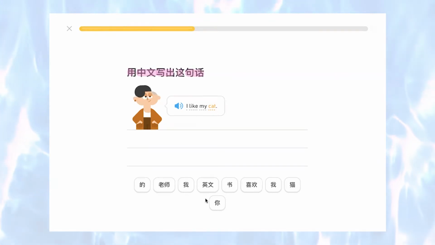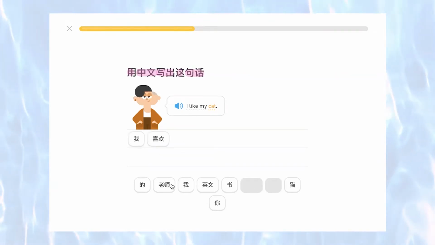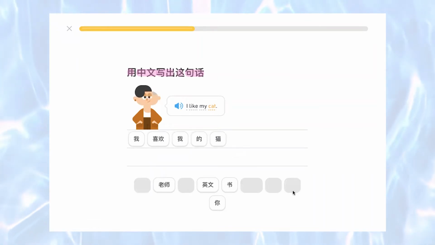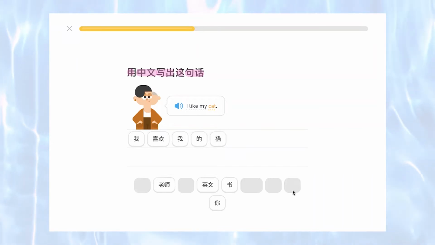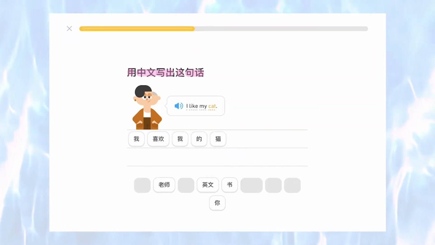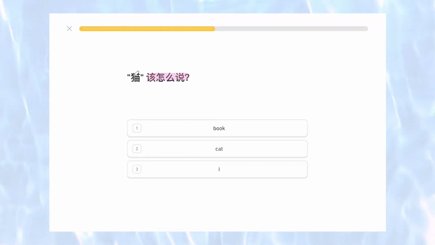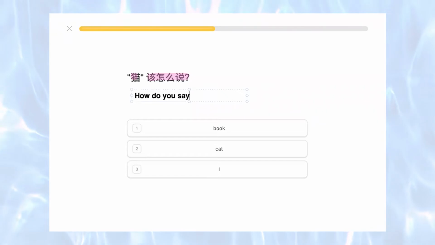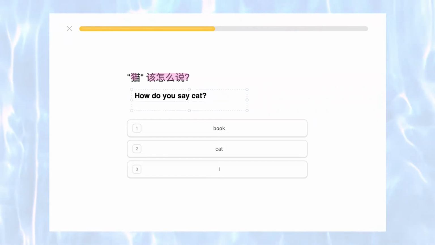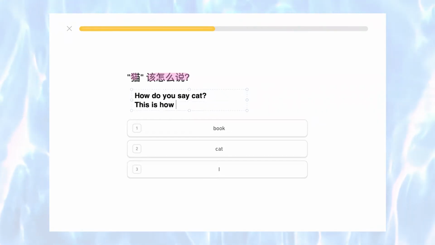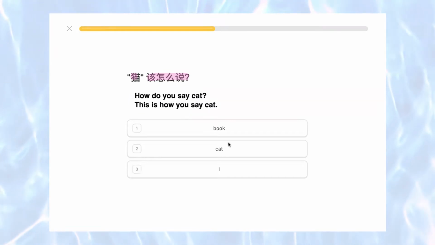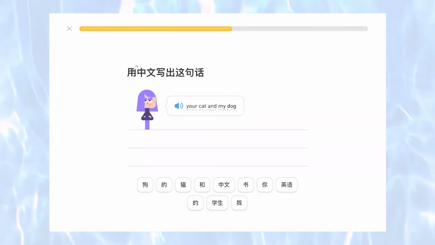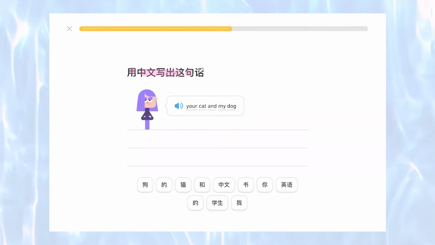I like my cat. 猫, cat. My cat. How do you say cat? This is how you say cat. Cat. This is how you say cat. Use Chinese to write this sentence.